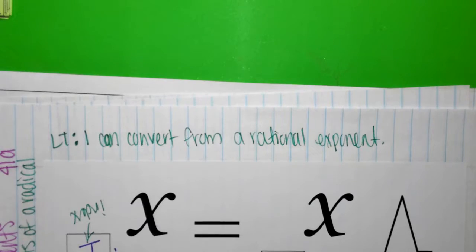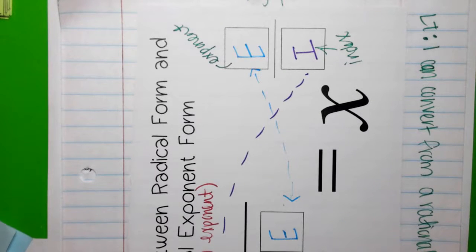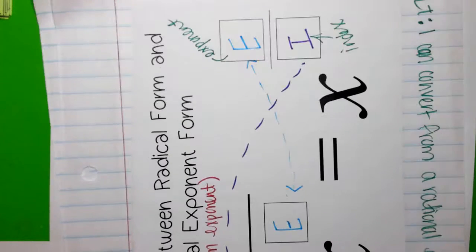So a rational exponent, what does a rational exponent look like? So what is a rational exponent? I want you to tell me what it is. Fraction. It's a fraction exponent. Take a point. We got there. Justin said that. Okay, take a point.